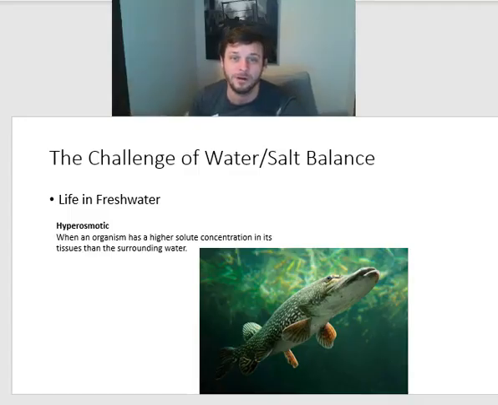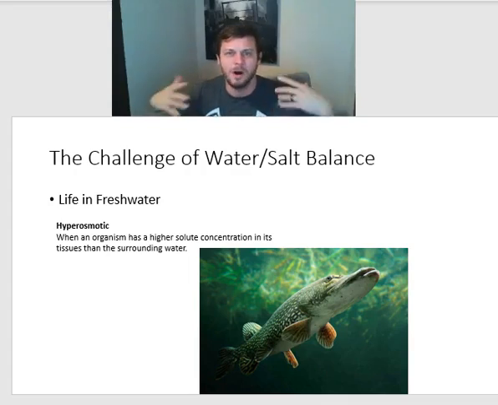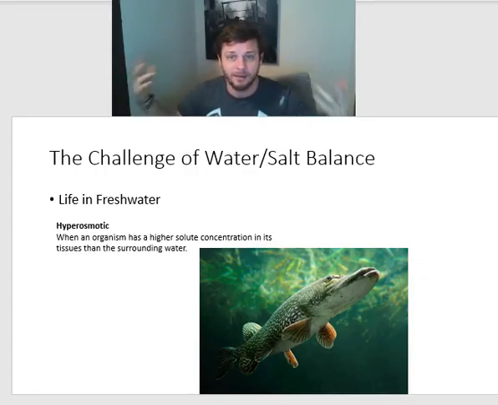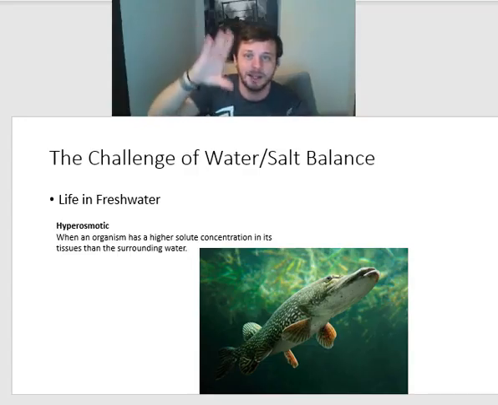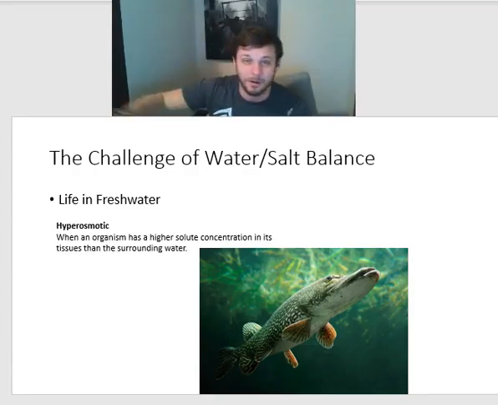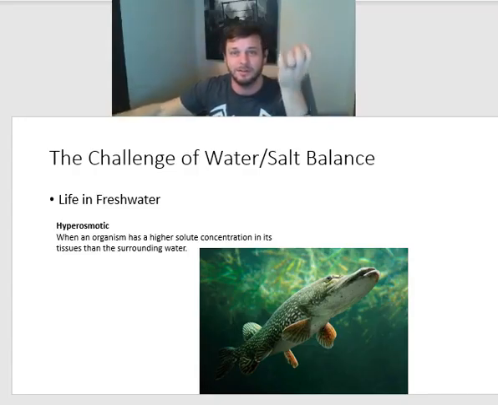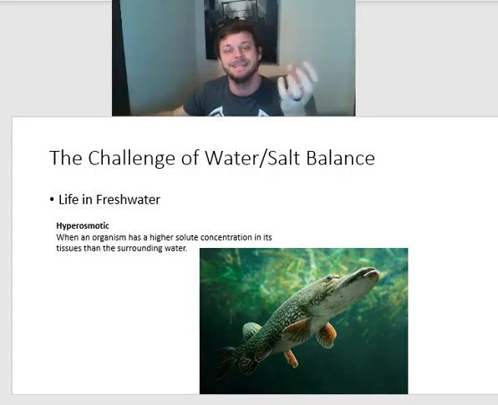So when you're living in freshwater, you're in this hyperosmotic area. And so there is a lot of water out here and a lot of solutes in this fish. And so the water is going to want to go inside the fish. And so the fish take up this water through their mouth, through their gills as they're eating and as they're breathing. The water comes into their body, and it has to figure out a way to keep that water out and keep all the salts and nutrients that it needs in.